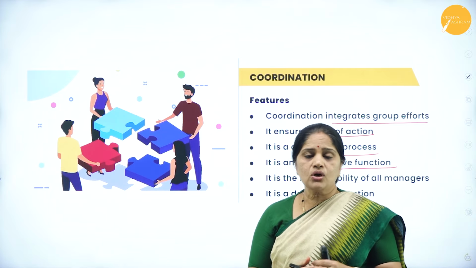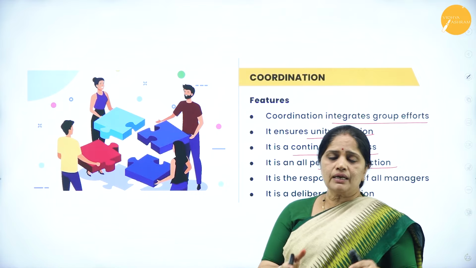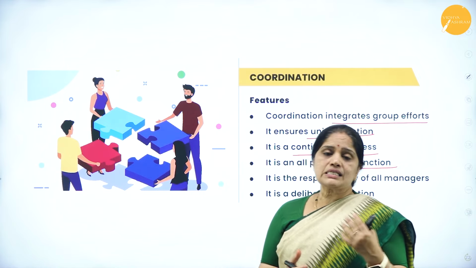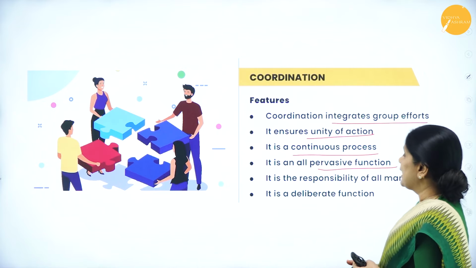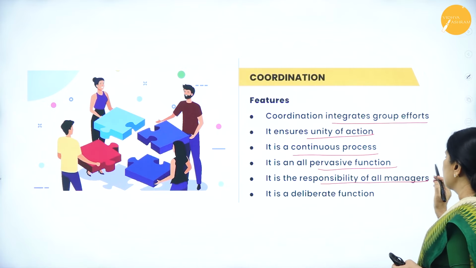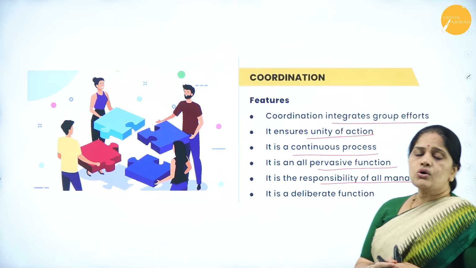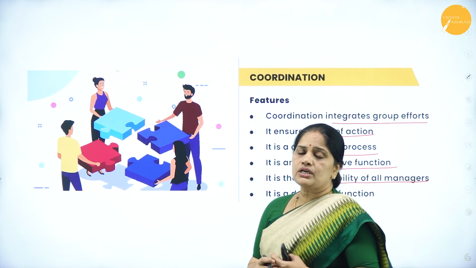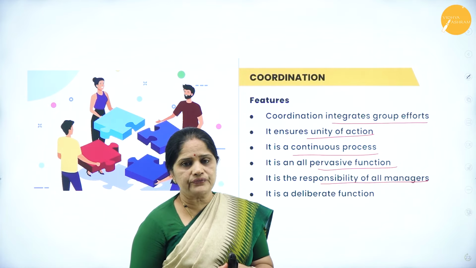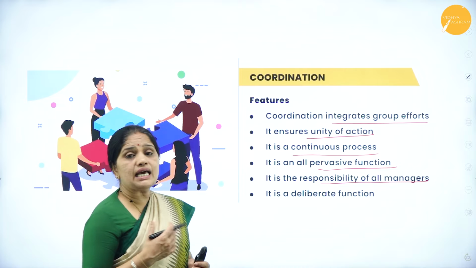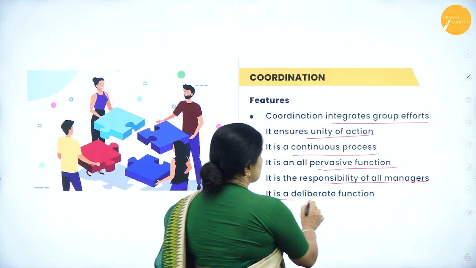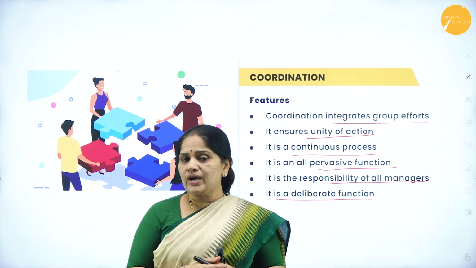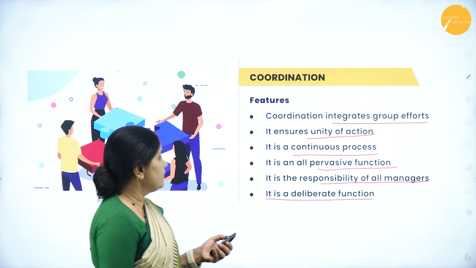See, even if there is no coordination between one employee and another employee in the same department, things will not go well. So it should exist and it is there at all levels of management and everywhere. It is the responsibility of all managers. So to ensure that there is coordination in the organization, it is the main responsibility of the managers. Then it is a deliberate function. The manager has to see that there is coordination within the organization. So that is why we say that it is a deliberate function.